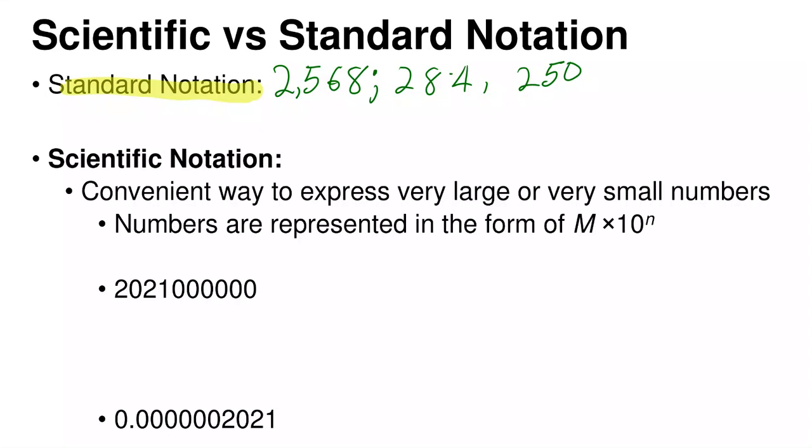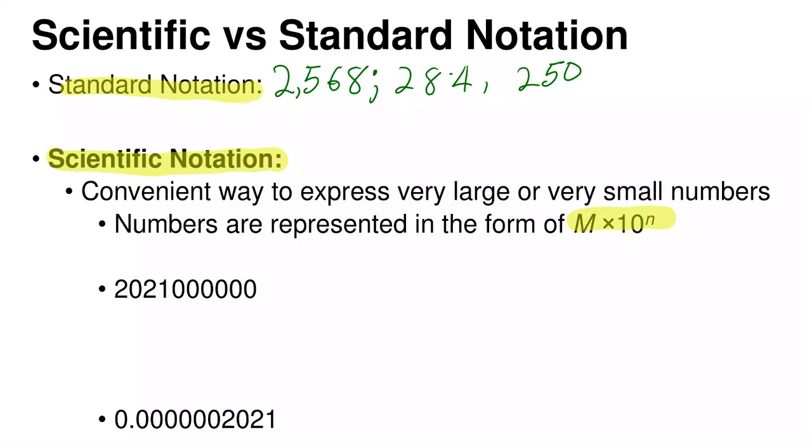So scientists found a more convenient way to write those numbers. That brings us to scientific notation. Scientific notation simply involves a more convenient way of writing either very large or very small numbers. And those numbers are represented in the term m times 10 raised to the power of n. Now let's try to define what those are.